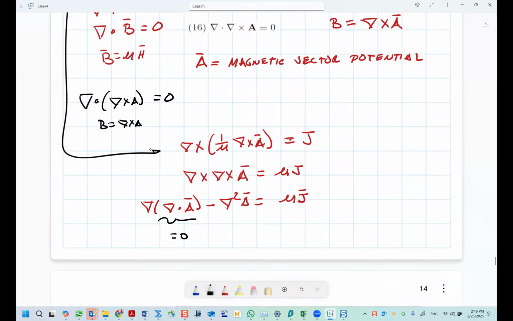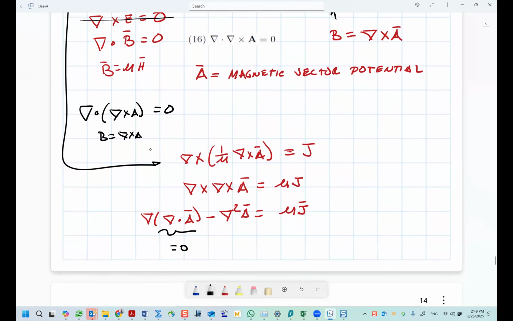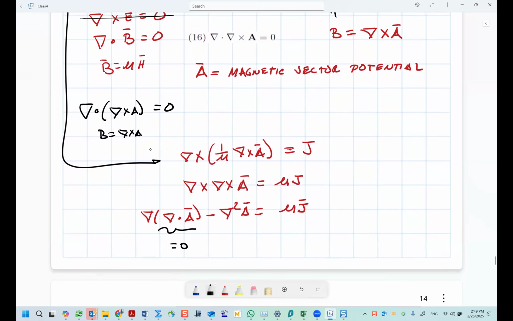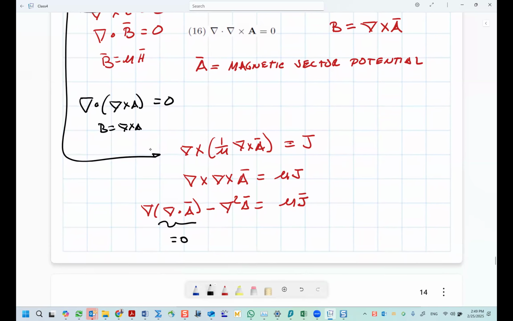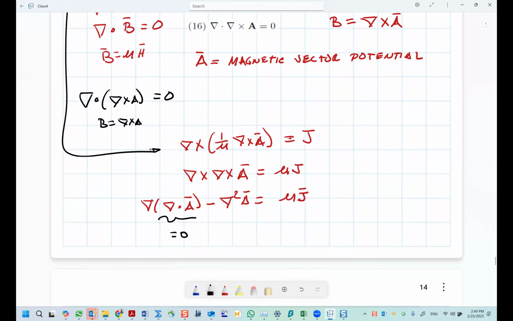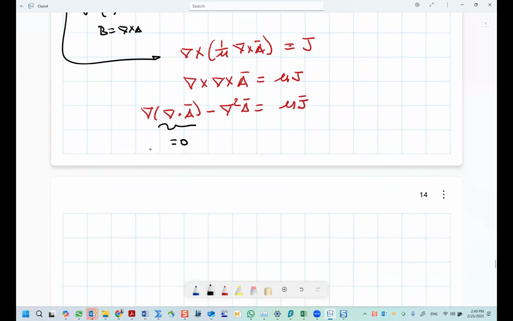And there is a way to make sure that the divergence of A is equal to 0. I don't remember the exact steps, and I will show that next time. But this is what we're going to do, and this is called the Coulomb gauge. I don't remember how to derive it exactly, but we can derive it, and it becomes a true thing.